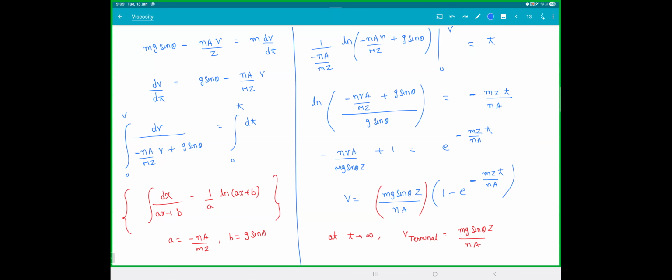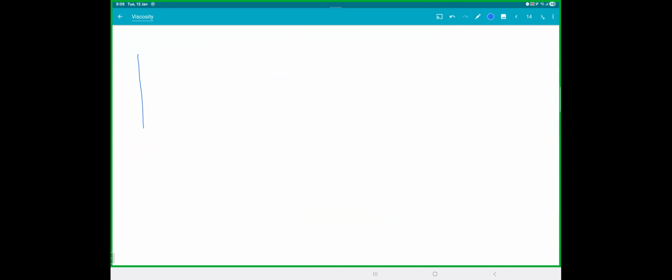Now, how to plot the graphs for this? The VT graph is easy. You can clearly see when time is zero, your velocity is zero. As time increases, velocity is increasing, but eventually you will reach a constant value. So you are getting closer and closer to this line, but you'll never reach that line. So this is your v terminal. That's your VT graph.